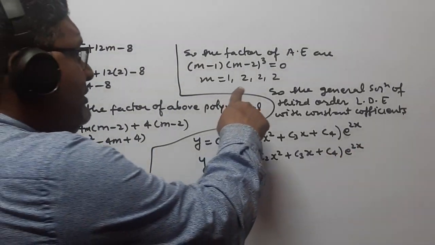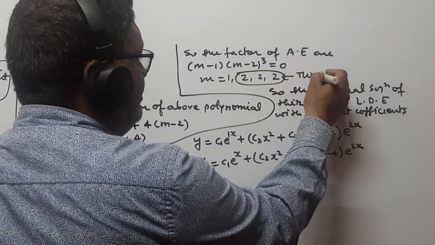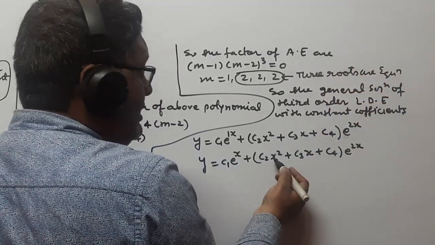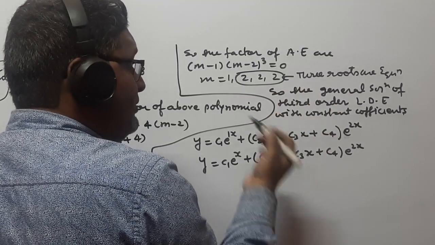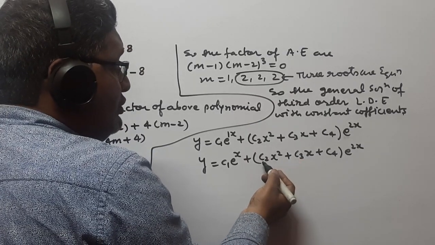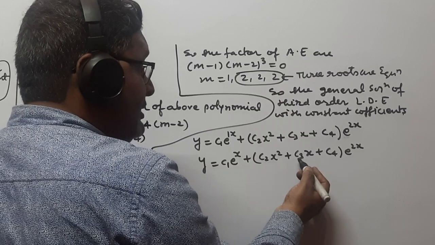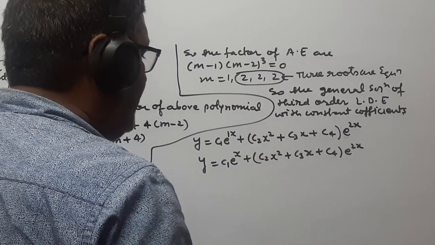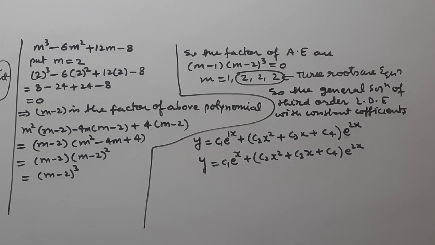You can see here three roots are equal. When three roots are equal, the power of x is 1 less, so 3 minus 1 is 2. If four roots are equal, we can write here c2 x cubed plus c3 x squared plus c4 x plus c5 and so on. So this is the general solution of a linear differential equation with constant coefficients. Thank you.